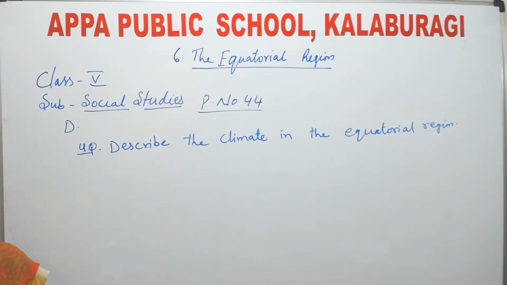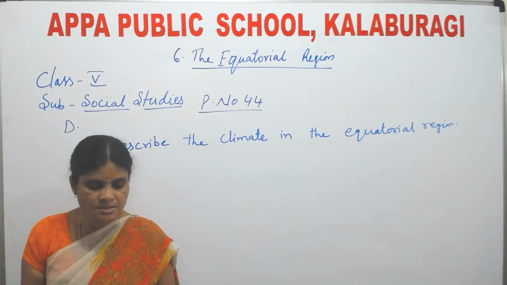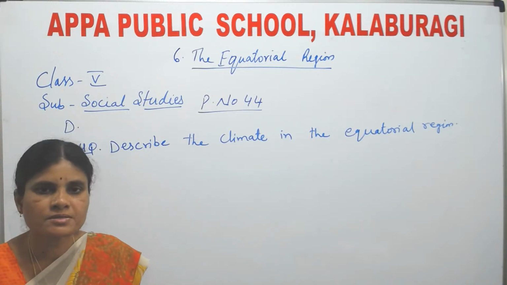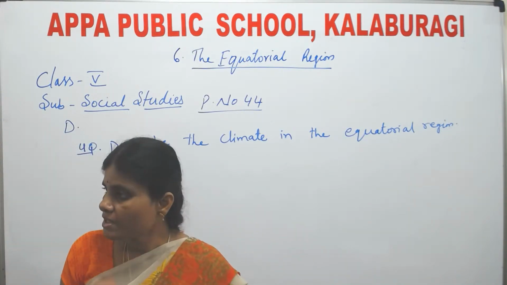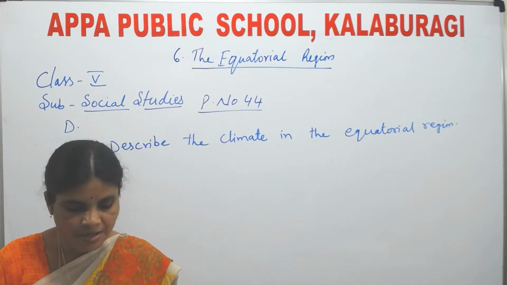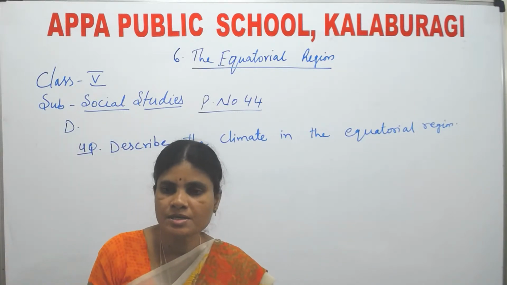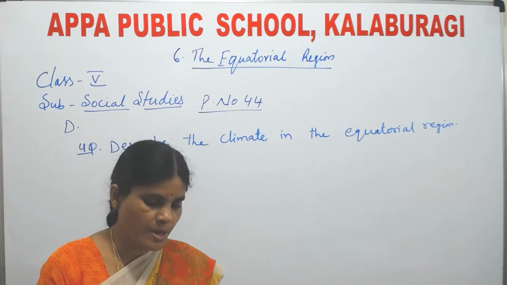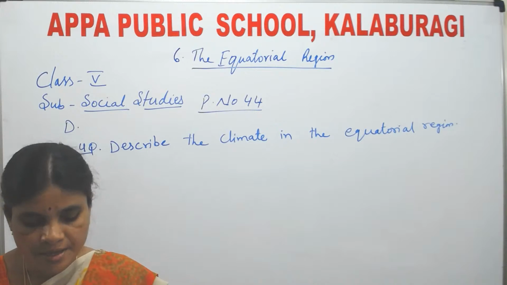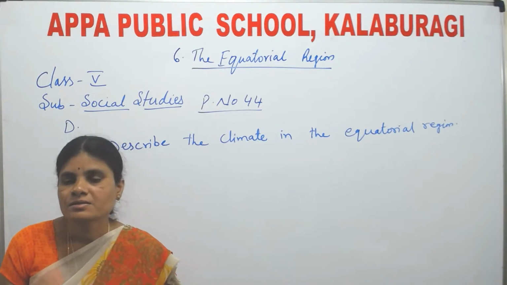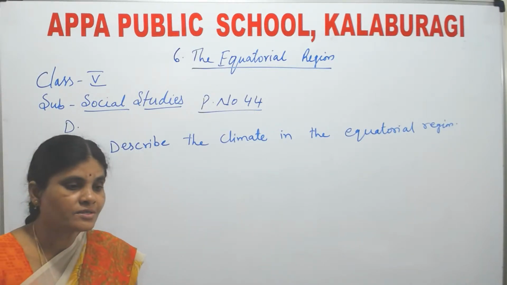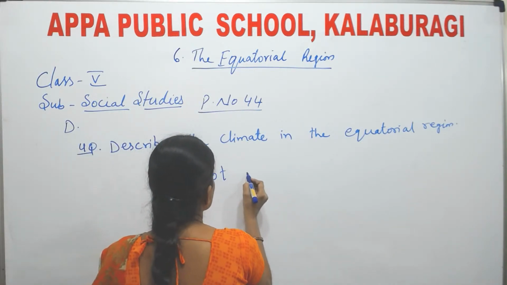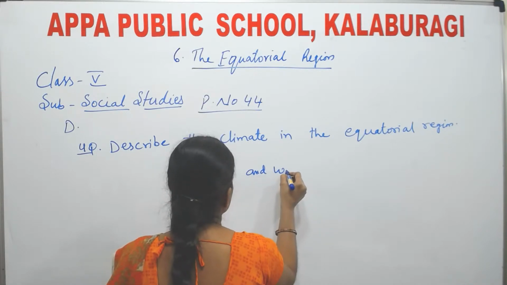The equatorial region experiences a tropical climate. In the last video I told you it experiences a tropical climate with high temperature and heavy rainfall. How is the temperature? The temperature is very high, and how is the rainfall? The rainfall is very, very heavy. It experiences equal days and nights. Say the climate of this region is hot and wet. The climate of this region is hot and wet.